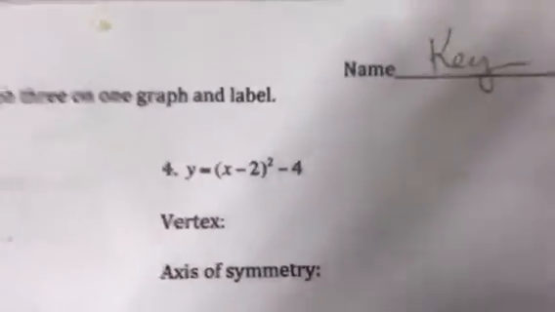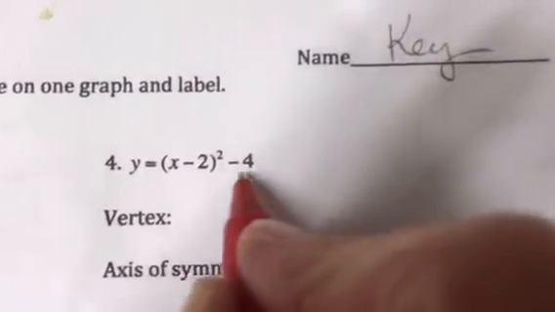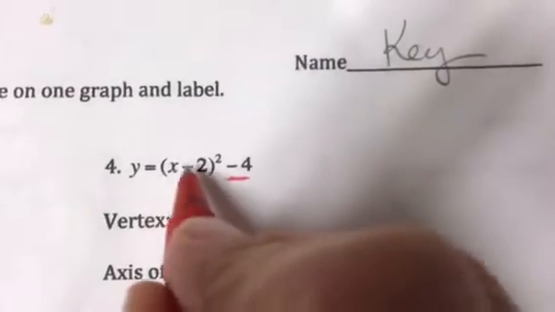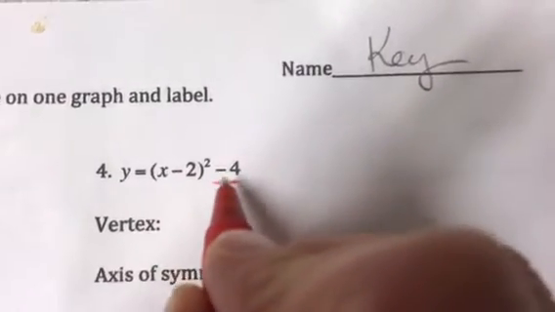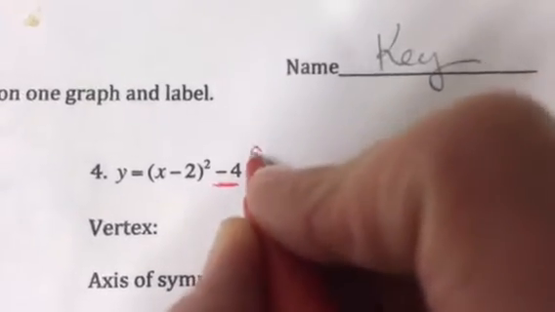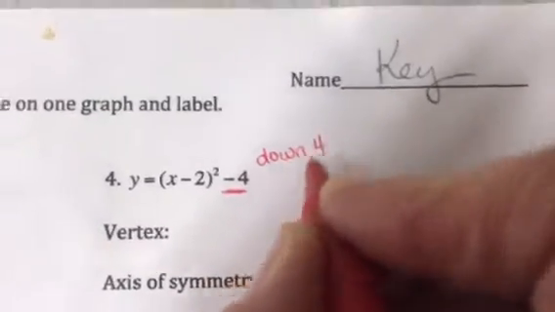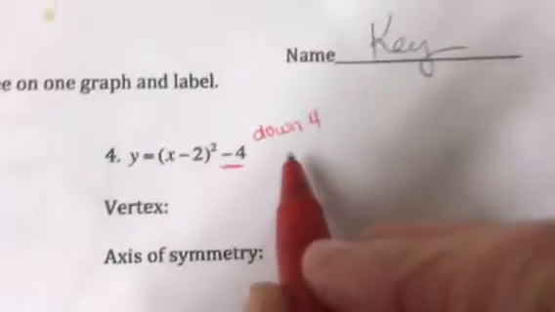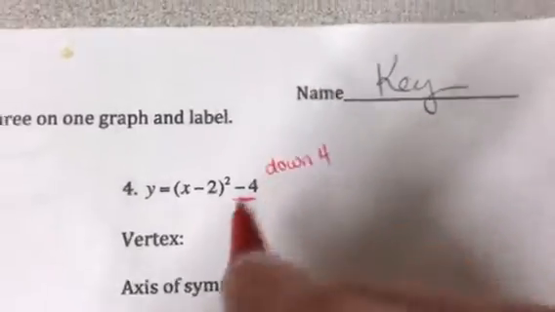So let's look at this and see if we can figure out what happens. We already talked about this a little bit, but if there's an afterthought and it's not messing with your x, this makes it go up or down. So I'm already going to tell you that this one's going to go down 4. You don't necessarily have to memorize that. You can just plug in points, but that's nice to know.